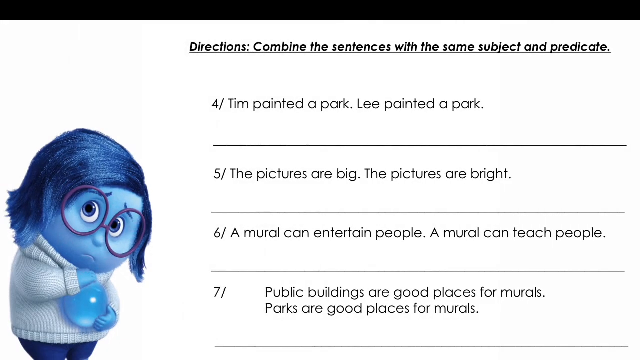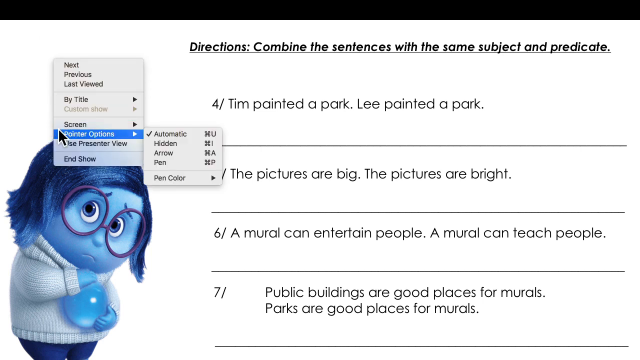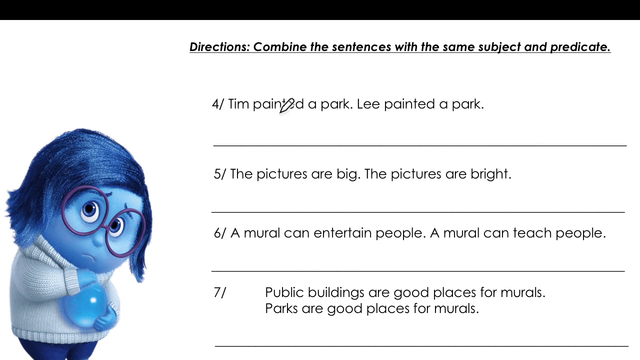Great job. Now, join these sentences together. Tim painted a park. Lee painted a park. Do you need my help? Well, for some students, I do have to help you, right? So let's go. Which words are repeating? Painted a park. Painted a park, right? Which words are not repeating? Tim, Lee. This one we will put in the circle. The words that are not repeating, join them together with the word and. I will just draw a plus because it's difficult for me to put and. These words will go away. So the sentence will be Tim and Lee painted a park.